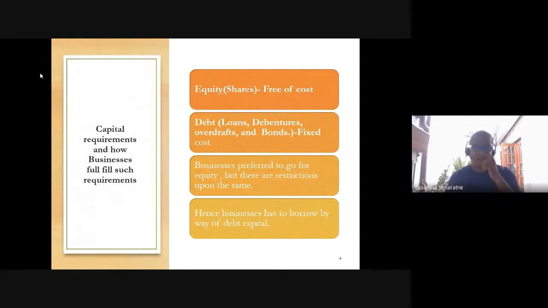Now, businesses prefer to go for equity, but there are restrictions on it. It's good for me to issue shares, but I can't, because there are restrictions and limitations from the acts as well as from the shareholders. Hence, businesses have to borrow by way of debt capital. Whether I like it or not, the only option available for me is to borrow from the banking sector or from the financial institutions.